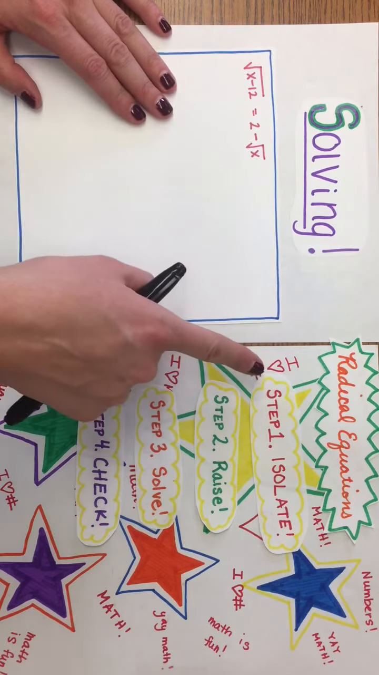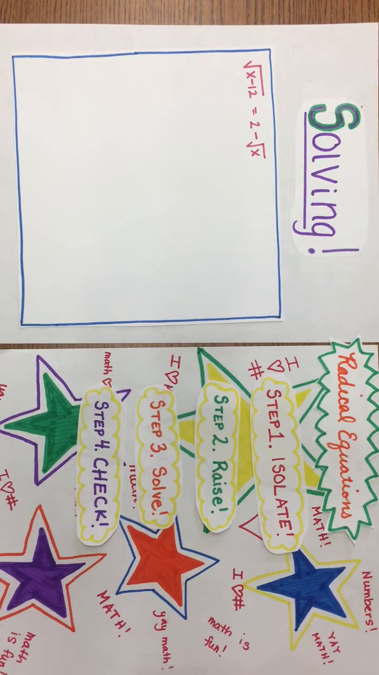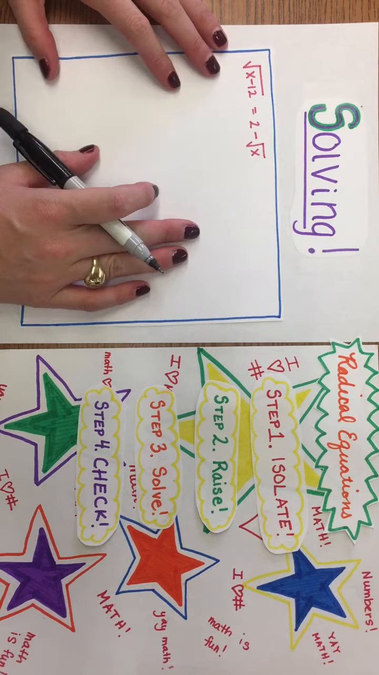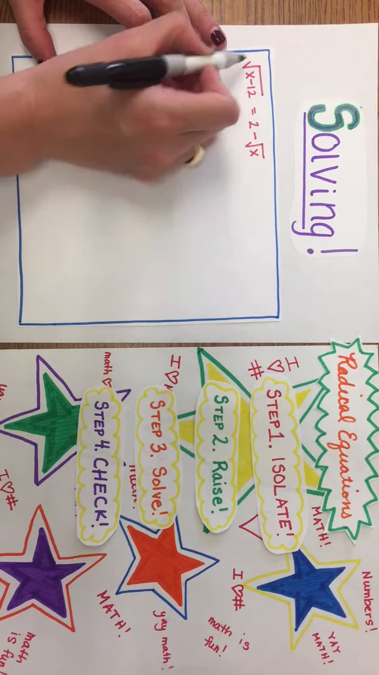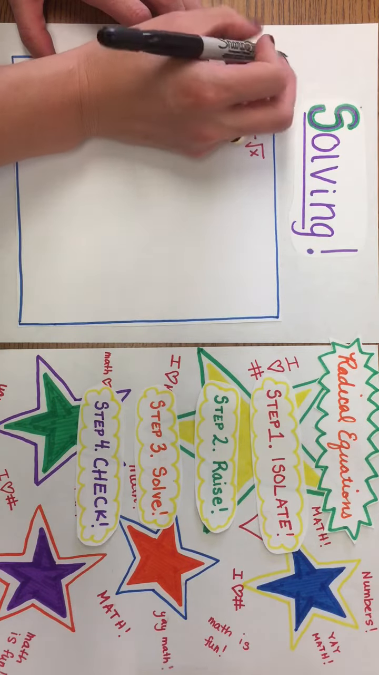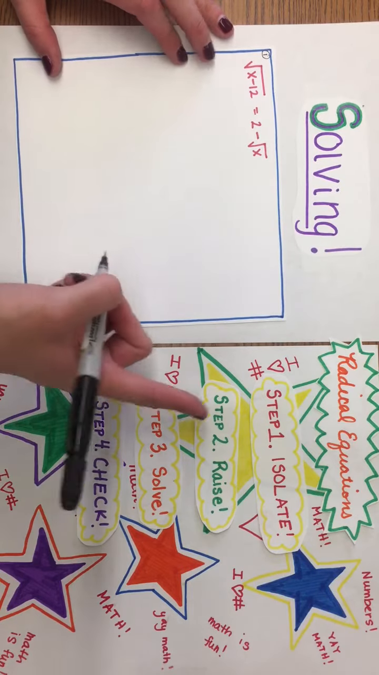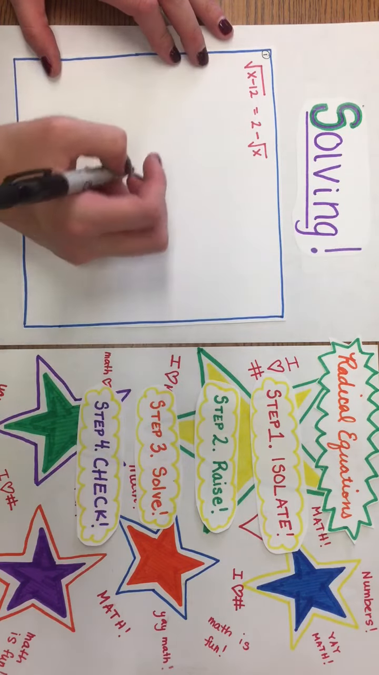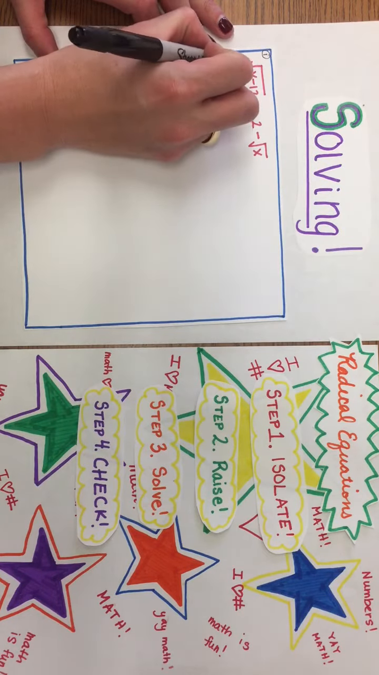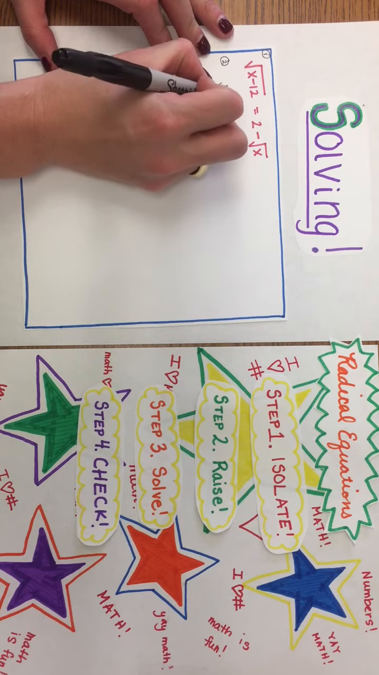This makes step one, isolate, tricky. I can't isolate both radicals, so I need to isolate one radical. So I have a radical isolated, so step one is complete. So you are going to only isolate one here. Step two is raise both sides of the equation to whatever power is necessary to get rid of the radical.